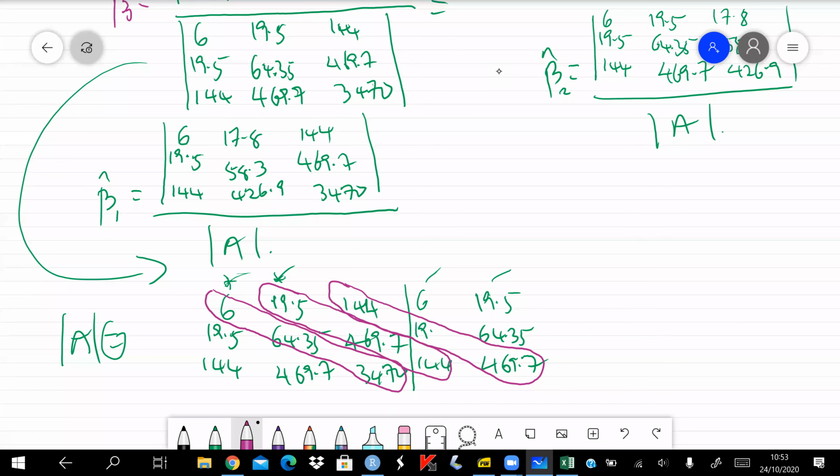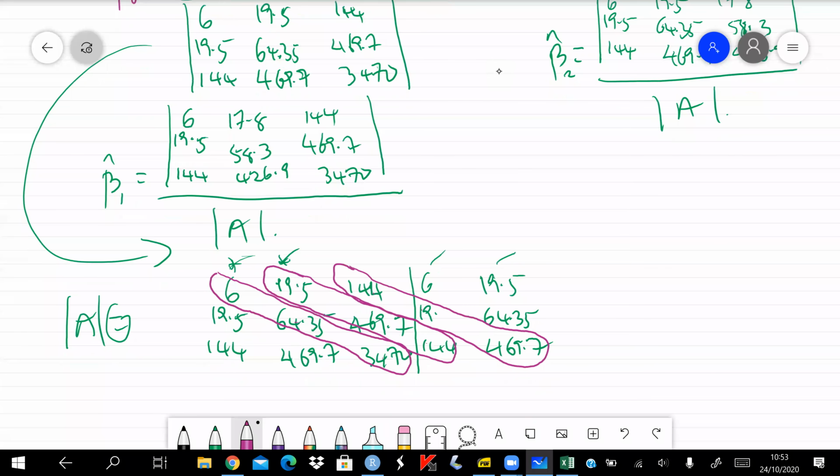Okay. Then assuming that those are three parallel diagonals, you find the product of elements in every diagonal. So you take this times that times that. You also take this times that times that. And you take this times that times that. Then you add up those products.